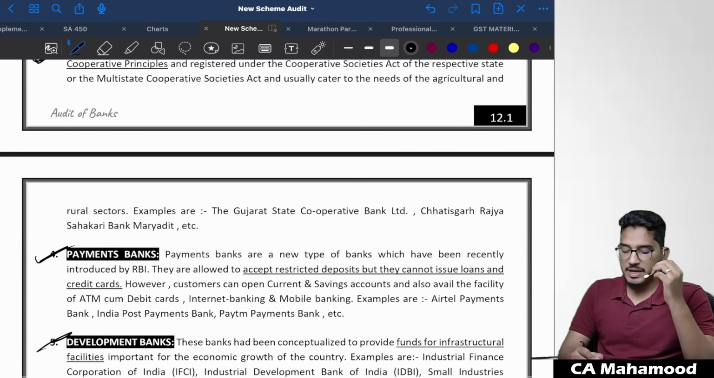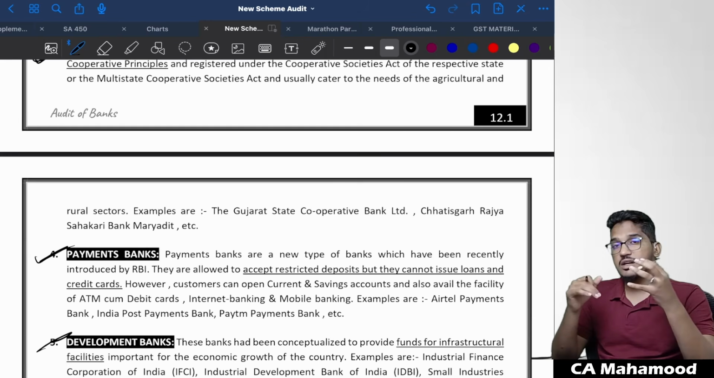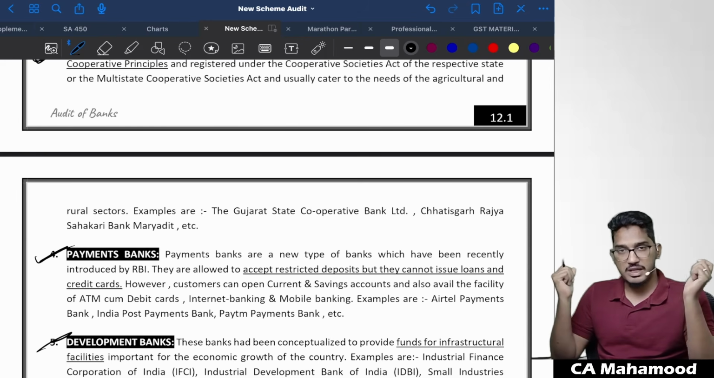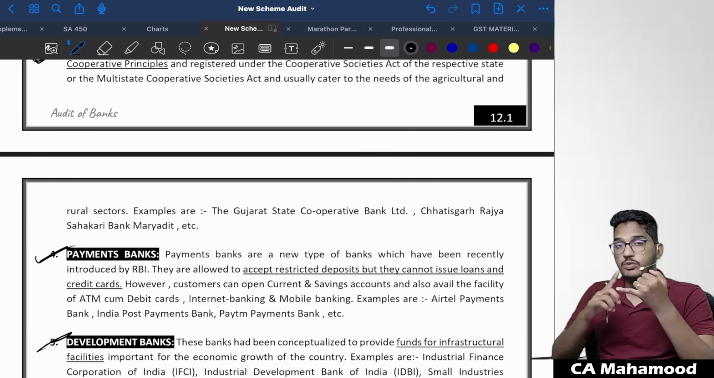Next one, payments bank. These are recent kinds of banks which are introduced by RBI. So what are these payments banks? First, I will give you examples. Today we have some new products like Paytm Payments Bank, Airtel Bank, Airtel Money. These are actually payments banks.